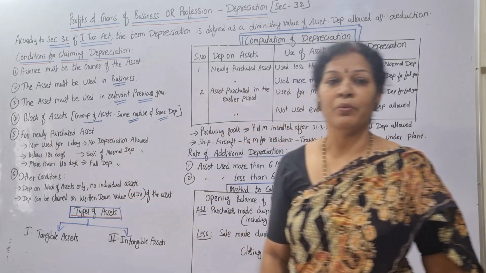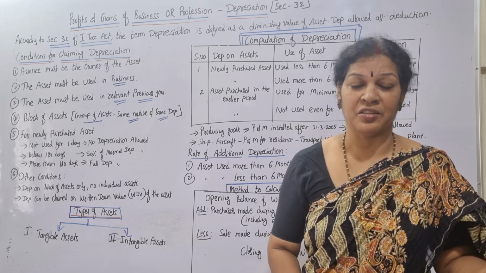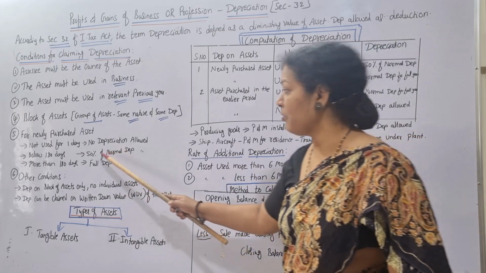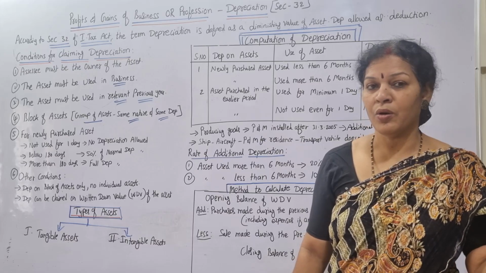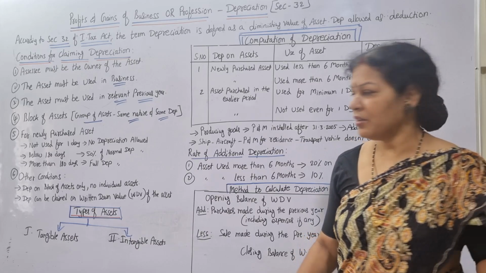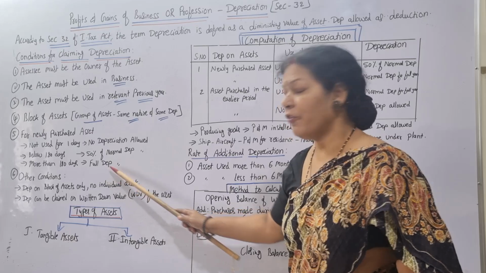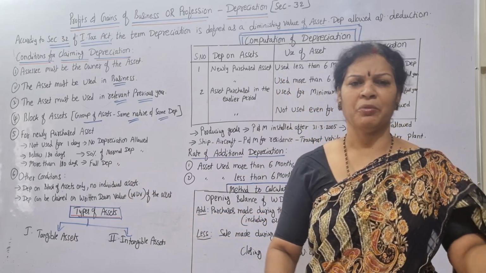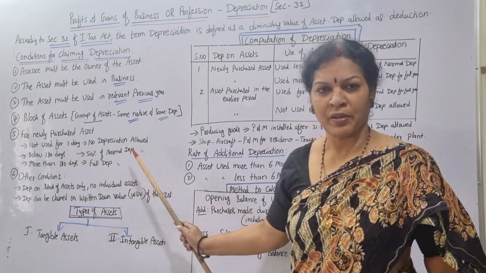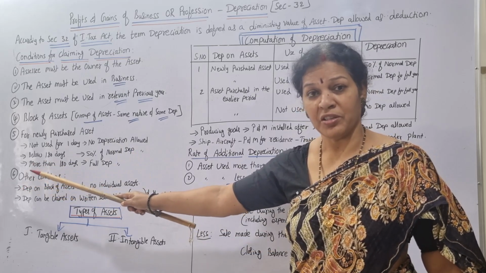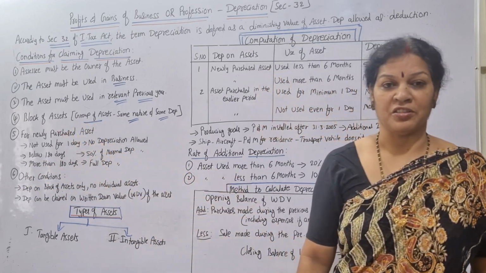And if it is below 180 days, means 6 months, below 6 months you have used that asset, what would be the depreciation? The depreciation will be 50% of normal depreciation. If it is more than 180 days, means more than 6 months, then full depreciation is allowed. Whatever percentage is there, you can use it in full. Below 6 months, 50%. More than 6 months means full depreciation. So this is related to the newly purchased asset.